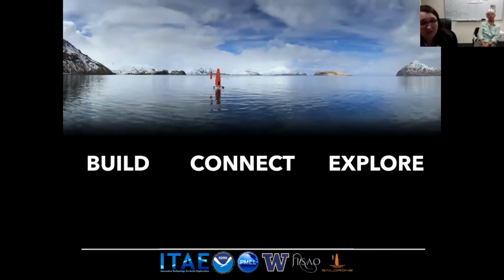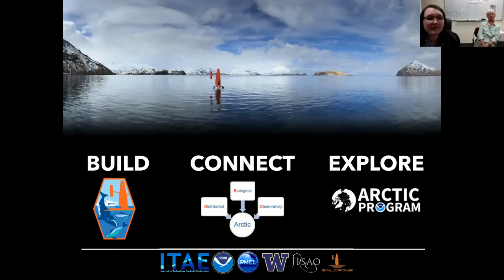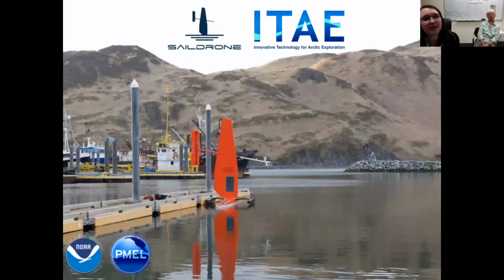So today I'll talk very briefly about 3 different ways that we're using the sail drone platform. Firstly, we're using it to build up our ecosystem observing capabilities here at NOAA. The next is that we're partnering with the Distributed Biological Observatory to more closely connect different aspects of observing up in the Arctic. And then as well, we're using this as an exploration activity to push us further into remote regions than we've ever been able to go before. That's the part that I'm the most excited about, and we'll get there at the very end.